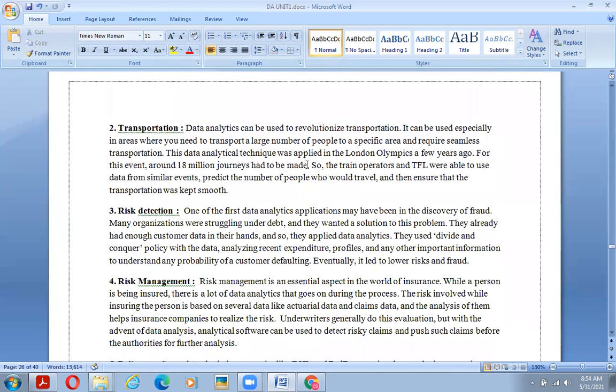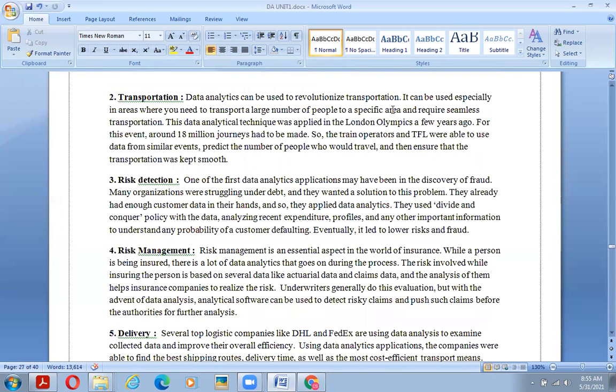Next is transportation. Data analytics can be used to optimize transportation, especially in areas where you need to transport a large number of people to a specific area and require seamless transportation. This data analytics technique was applied to the London Olympics a few years ago, where 18 million journeys had to be made. So the train operators and TFL were able to use data from similar events, the number of people who could travel, and then ensure that transportation was kept smooth.